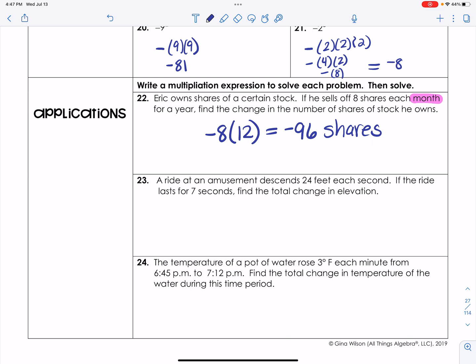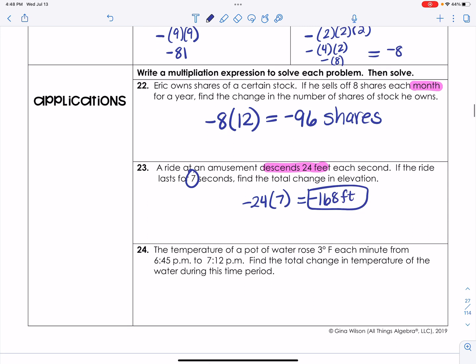He's losing 96 shares. A ride at an amusement park descends. So that means it's going down 24 feet every second. If the ride lasts for 7 seconds, find the total change in elevation. So it's going for 7 seconds. My answer is a -168 feet.